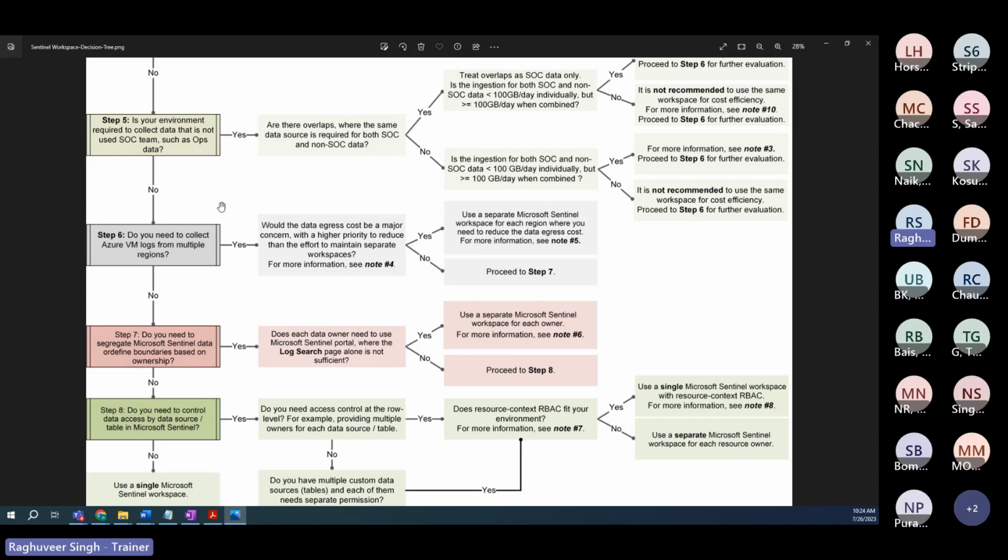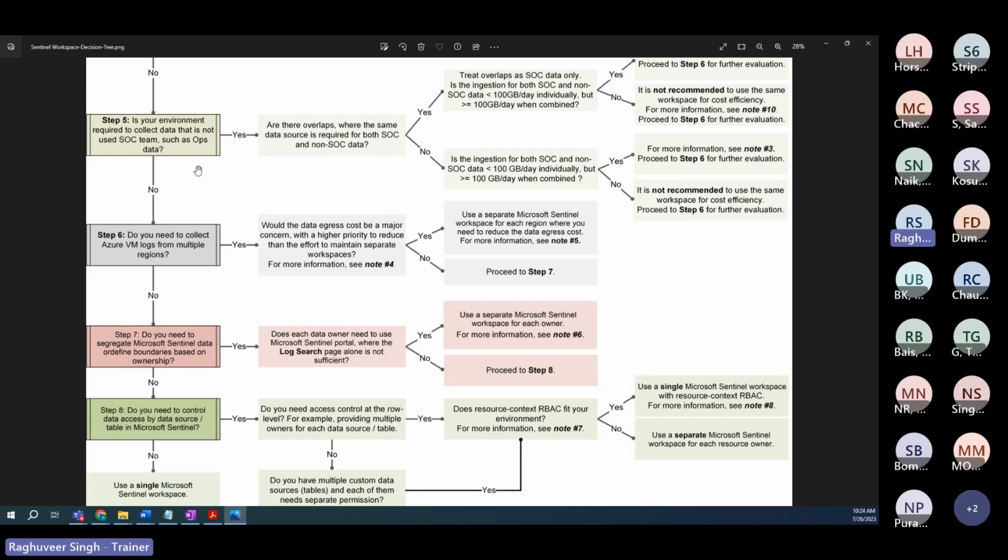Or when you are collecting logs from multiple regions. So this I already explained. Would the data egress cost be a major concern with a higher priority to reduce than the first? If you have this situation wherein in one geography you have SOC, in the other geography you don't have SOC, which I worked on a project. So in that scenario, again, separate the workspace.